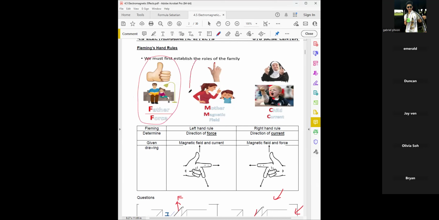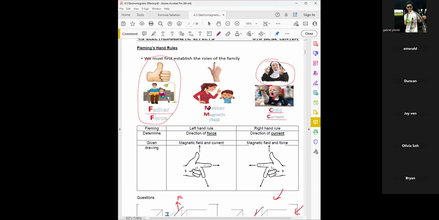Your mother will always point at you and scold you. Oi, why didn't you clean the dishes? Oi, why didn't you make your bed? Oi, why didn't you pick up the stuff that I told you to pick up? So your mother is always going to be the index finger pointing at you to scold you. Mother is going to be the magnetic field. And needless to say, the child is definitely going to be the middle finger for obvious reasons. Child is obviously your current here.